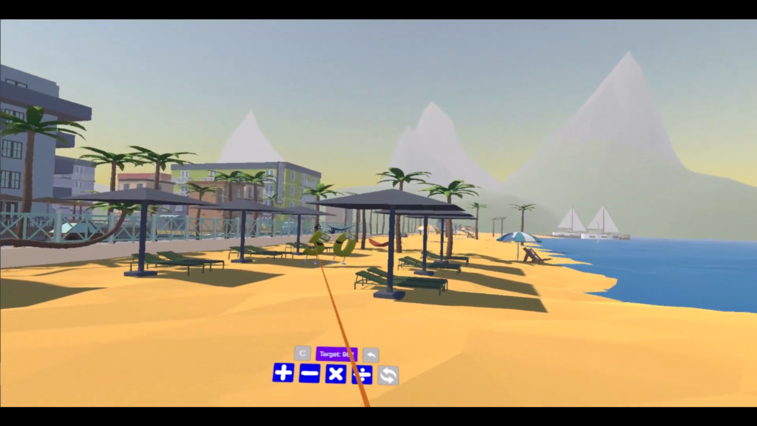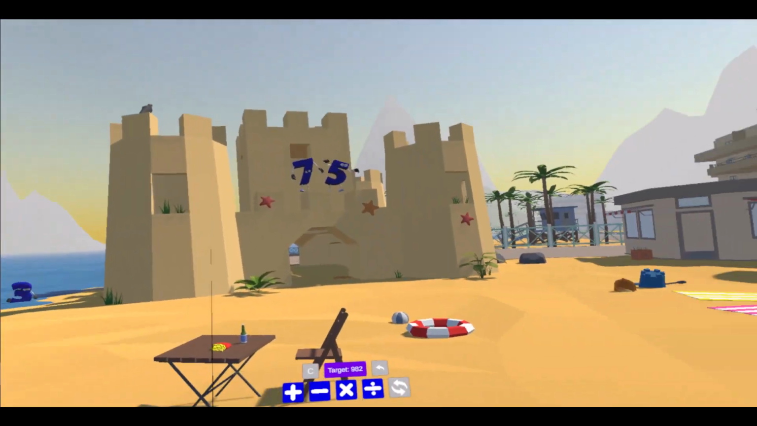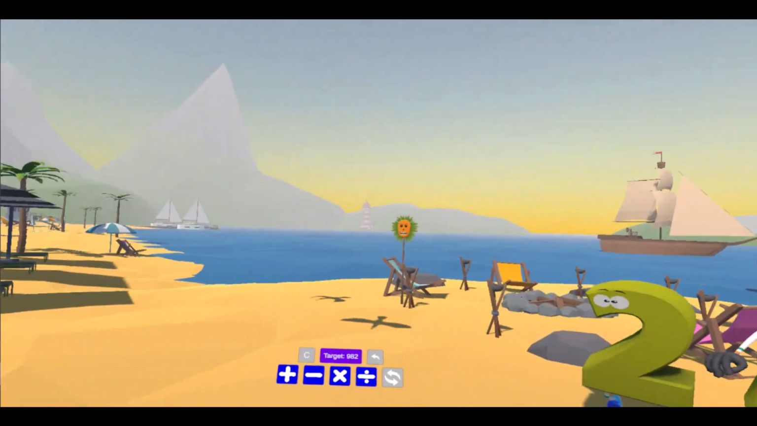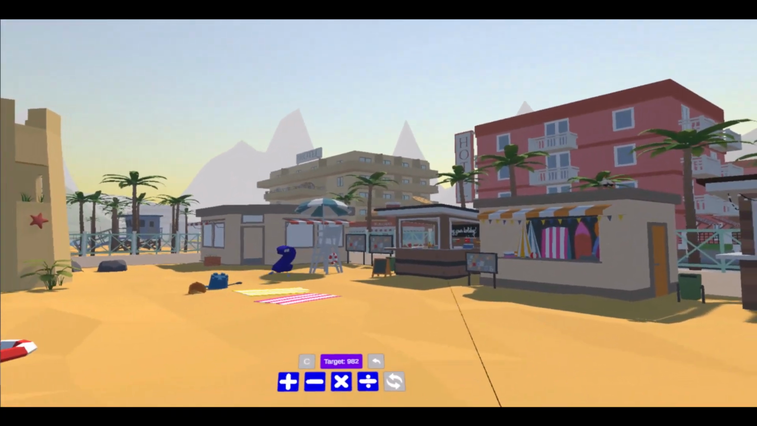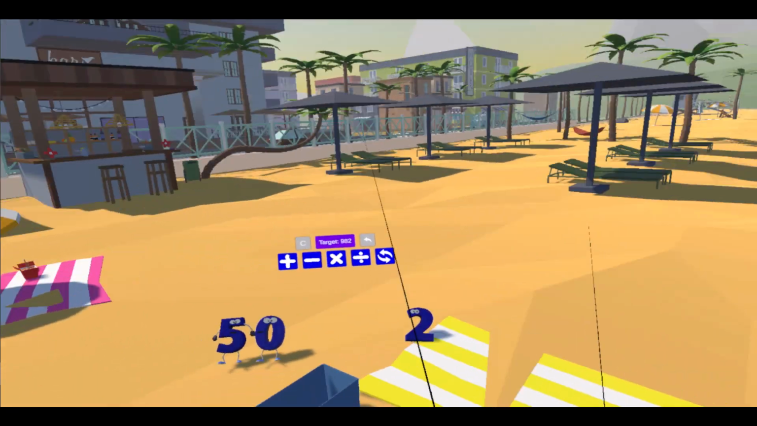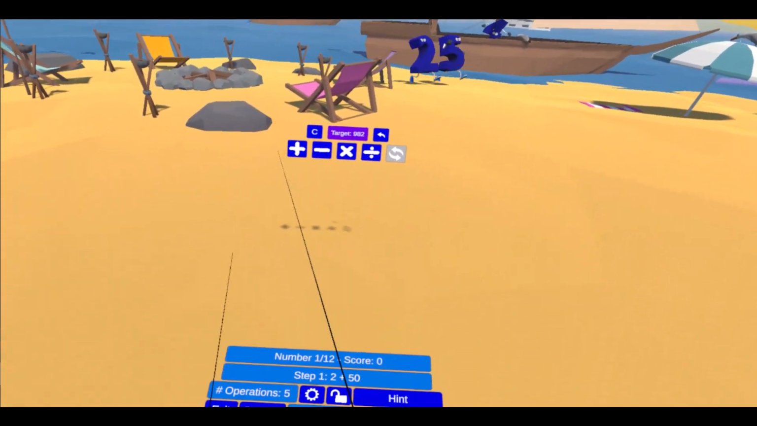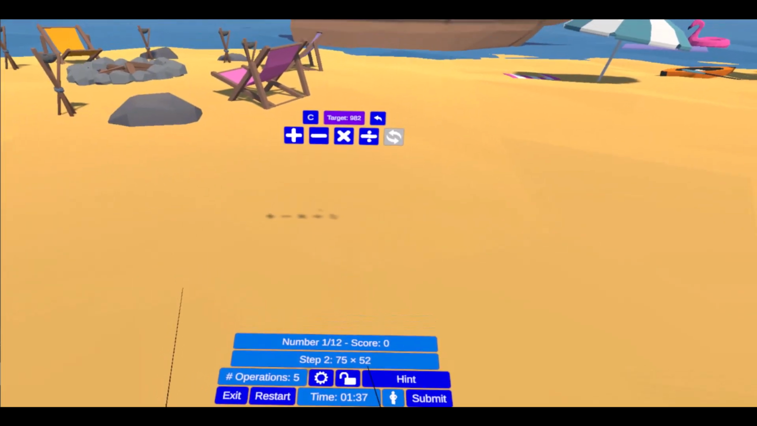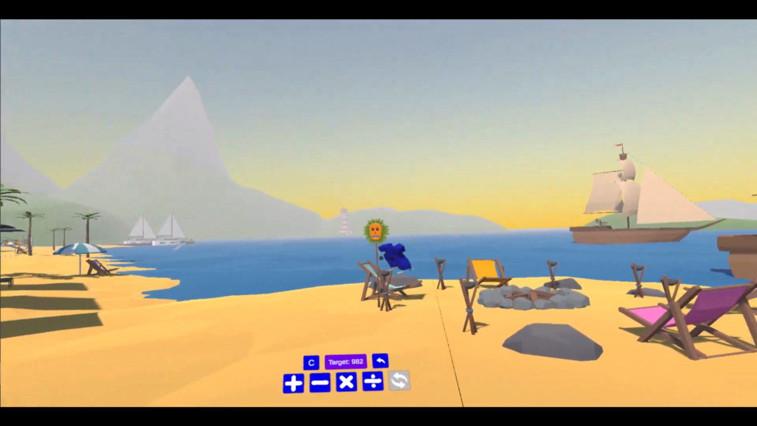So this scaffolds the player. 50. So there's my 50. And my 2 is somewhere. There. 2. And then it'll go to the next step. So it's 75 times 52. 75.